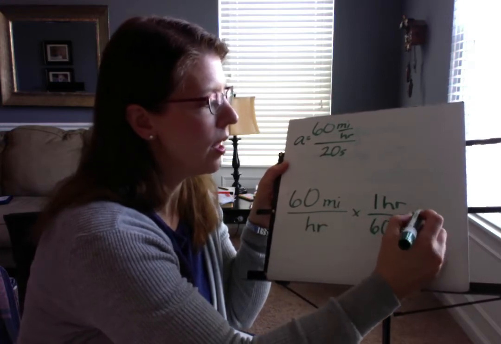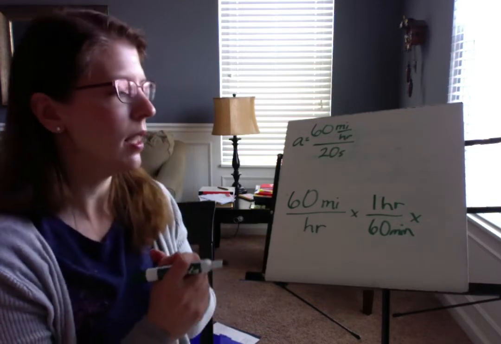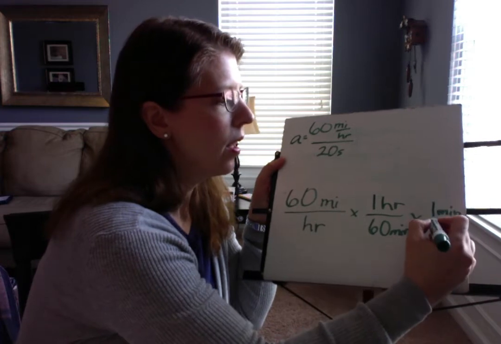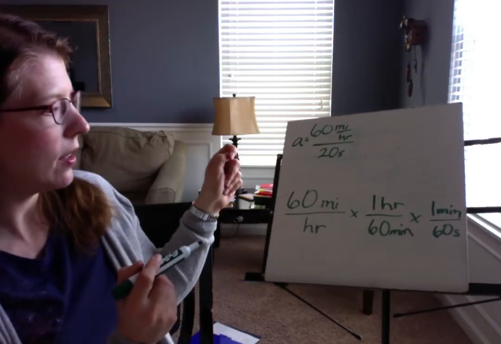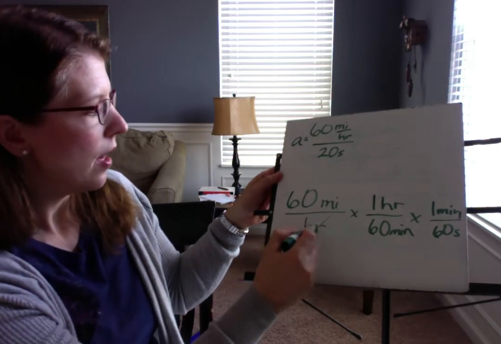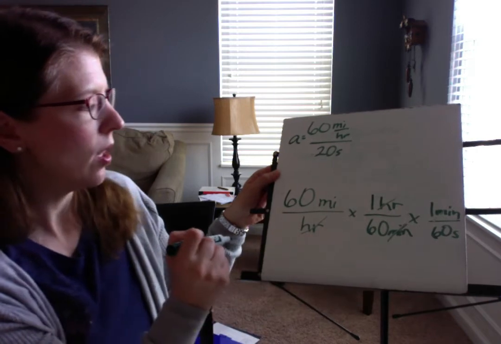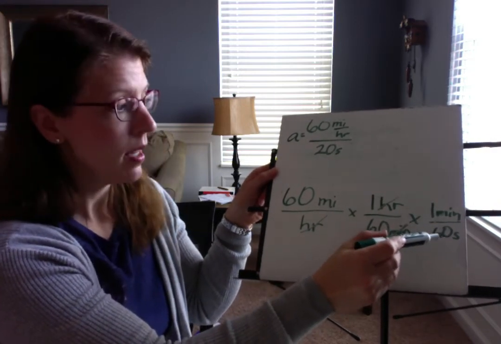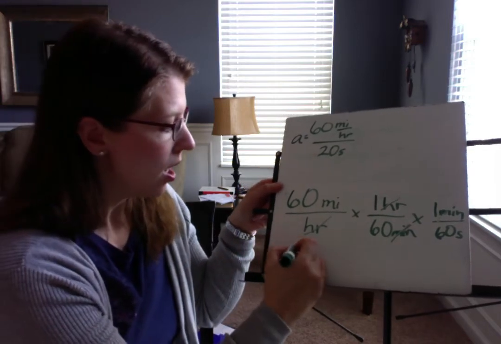All right, I'm almost there. How many seconds are in a minute? There's 60. So I'm going to put in 1 minute, there are 60 seconds. All right, now how can I cancel some stuff out? This hour cancels with this. These minutes cancel with this. So now I'm going to be left with seconds on the bottom instead of hours on the bottom. So this is going to work.